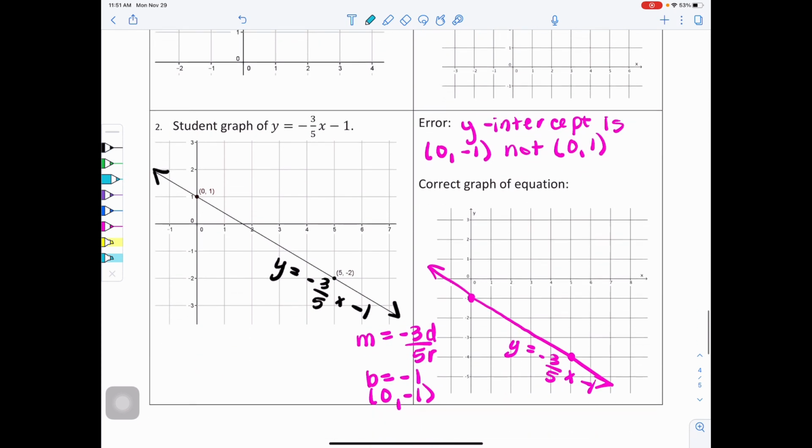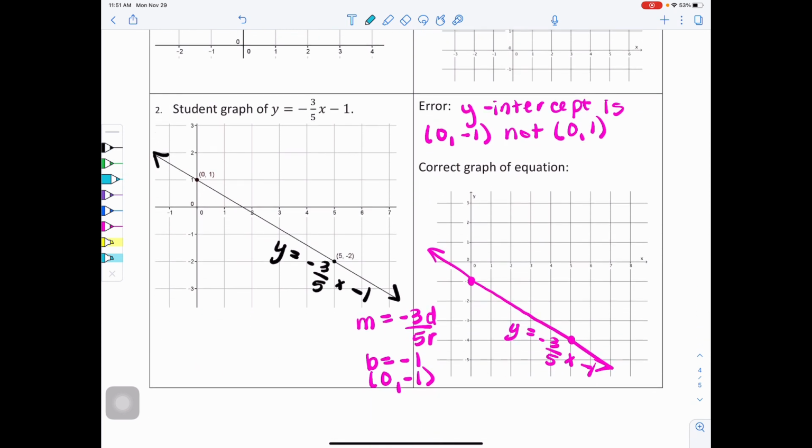When you look at number 2, the error was the y-intercept. The y-intercept is supposed to be at 0, -1. This person started at 0, +1. So we want to correct it by starting at the proper y-intercept and then using the correct slope of down 3 to the right 5. Make sure you have arrows and a label. And that concludes your lesson on graphing linear equations using the slope and y-intercept.